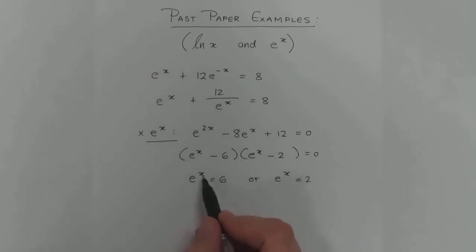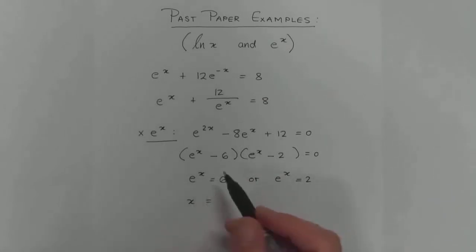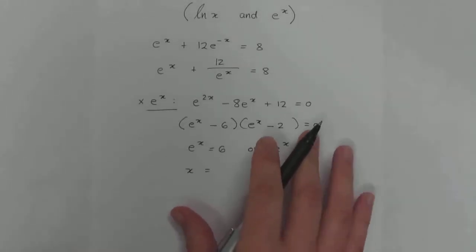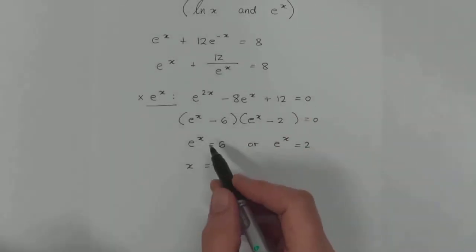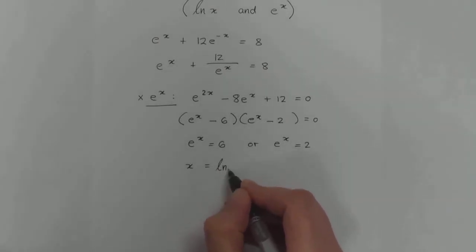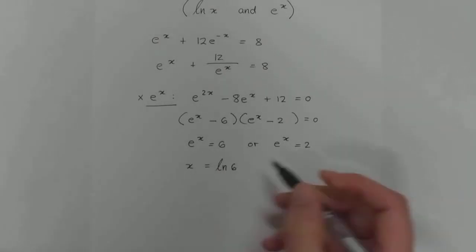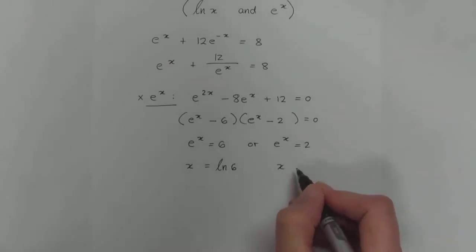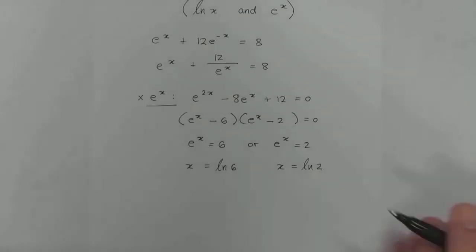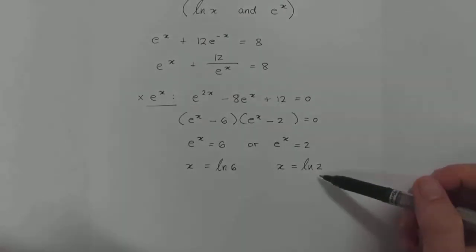And then finally, I can go and say I need x to be the subject or the output. Currently it's the input, but the only way I can change it from that position to this position is to go and use the inverse function, which we now know is ln or log. So it's log base e, which is ln of 6 in this case. Or in this one, x is going to be equal to log base e, which is ln of that number 2.